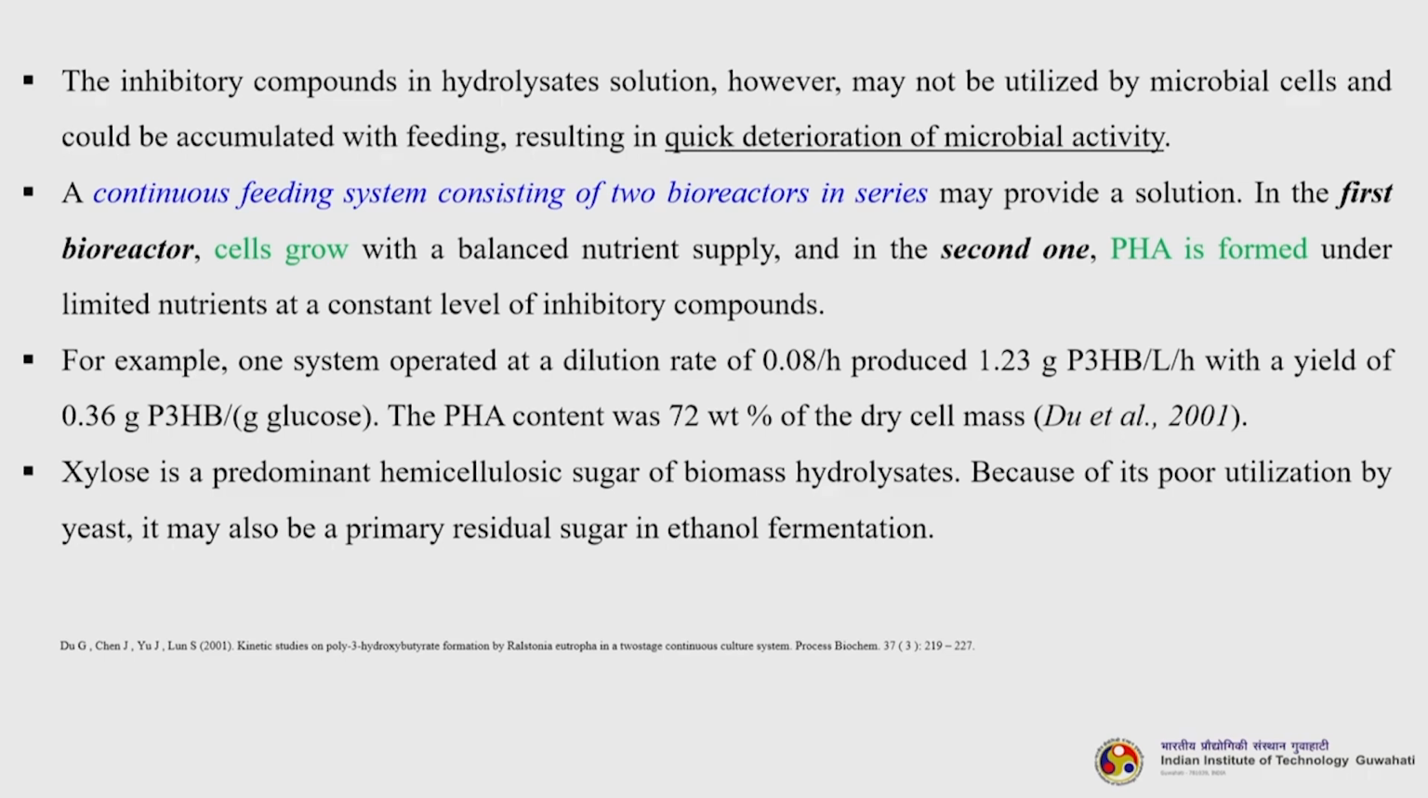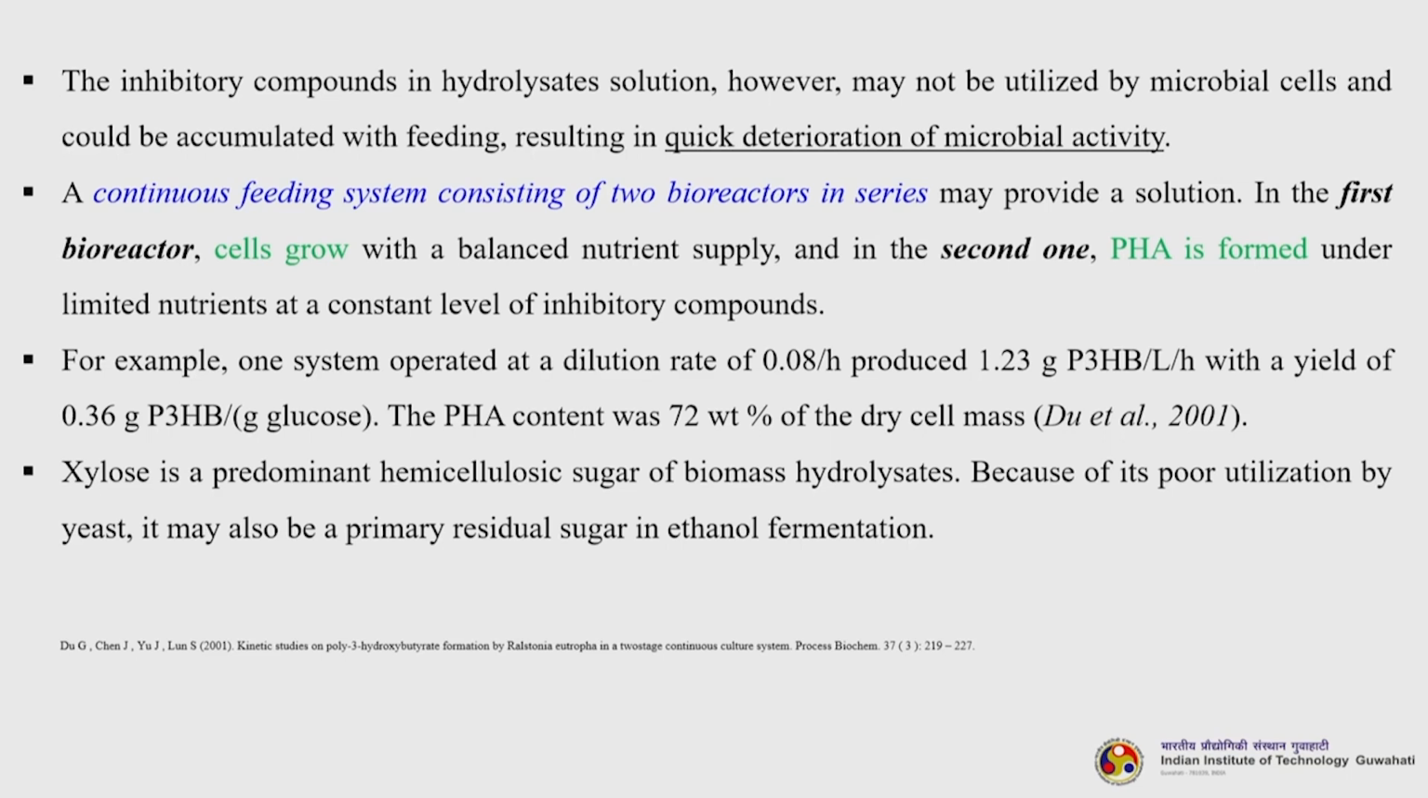And in the second one PHA is formed under limited nutrient conditions at constant level of inhibitory compounds, because what happens when you are growing and producing PHA simultaneously in a single reactor, during the cell growth there are some inhibitory compounds produced that actually inhibit the growth of the cell as well as inhibit the PHA formation. So, that will not happen if you are going to use a continuous feeding system having 2 separate bioreactors in series. For example, one system operated at a dilution rate of 0.08 per hour produced 1.3 gram P3HB per liter per hour with a yield of 0.36 gram P3HB per gram of glucose. The PHA content was 72% of the dry cell mass.